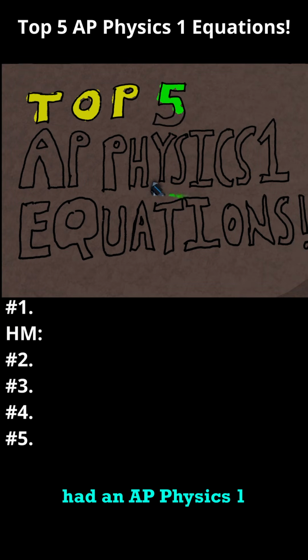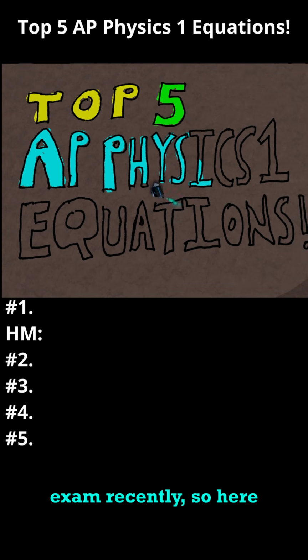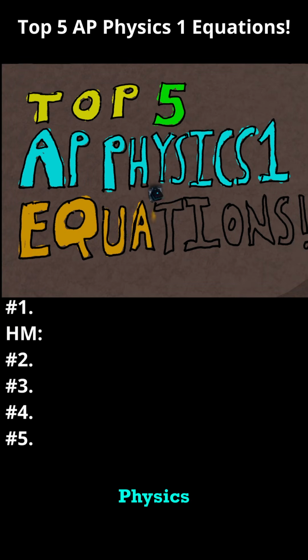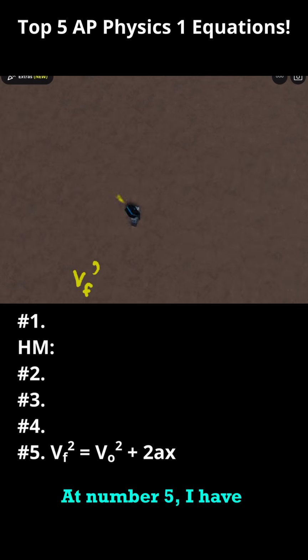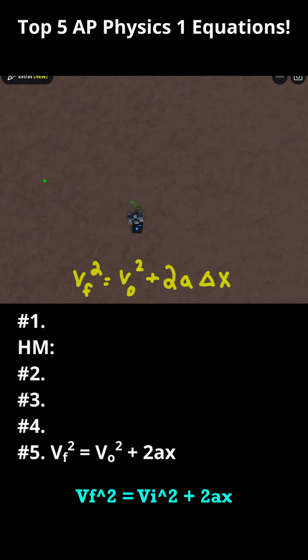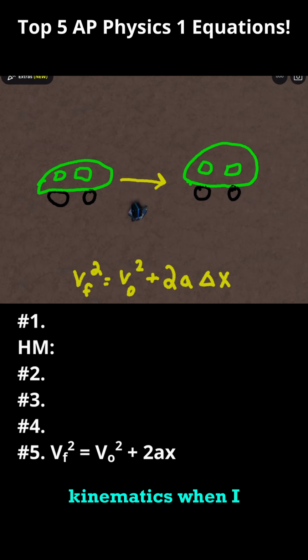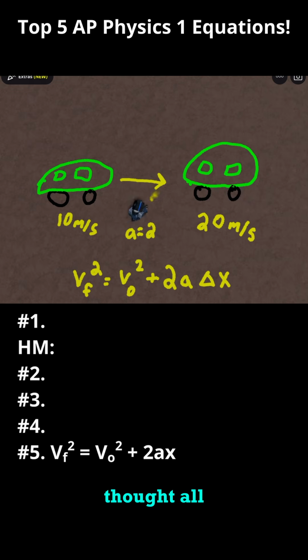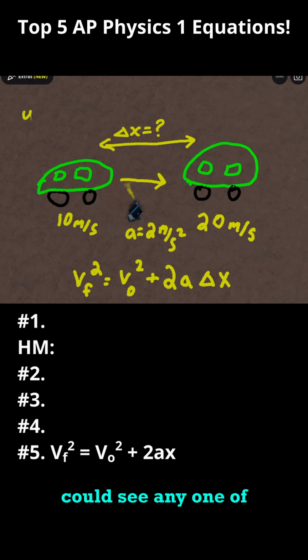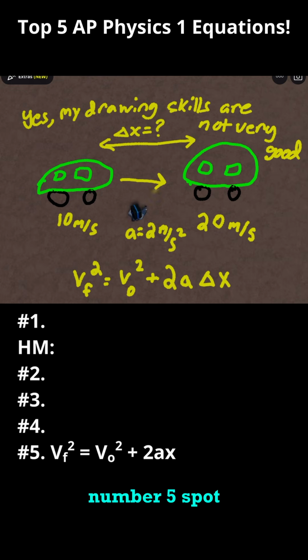I heard that you guys had an AP Physics 1 exam recently, so here are my top 5 AP Physics 1 equations. At number 5, I have v final squared equals v initial squared plus 2 times acceleration times delta x. I really liked kinematics when I learned about them for the first time, and I thought all the equations were really cool, so I could see any one of them being in this number 5 spot, honestly.